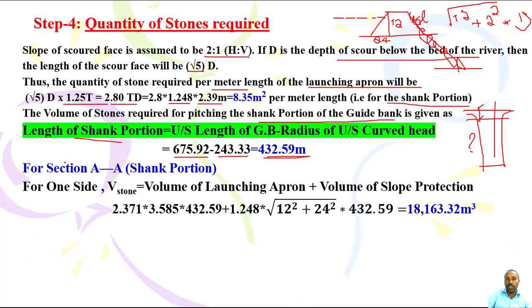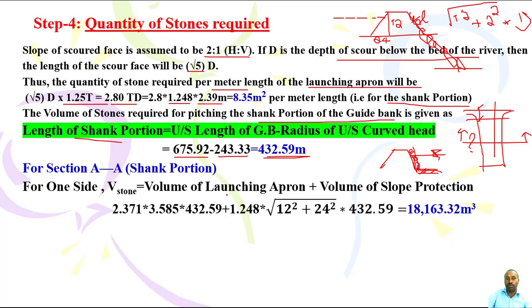Then section A, which is the straight portion. For one side of the guide bank, only on the water face, you will have riprap placement or stone pitching like this. And again, you have the launching apron here. Only on the water side you will provide stone pitching of this thickness. You have this length again.